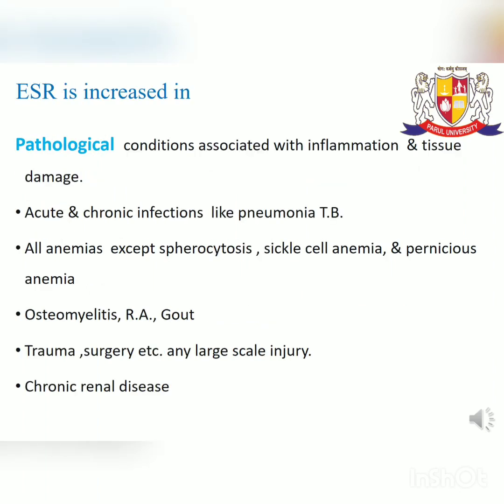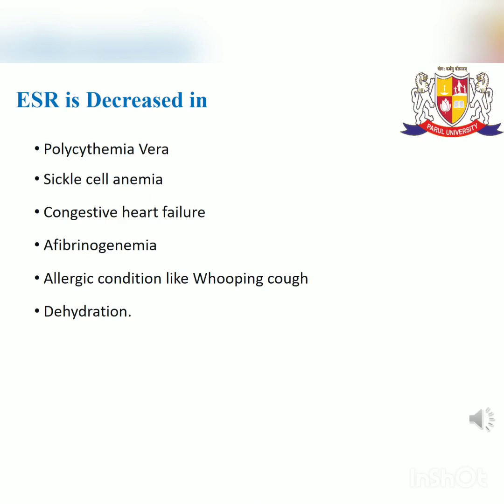Erythrocyte sedimentation rate is increased in some pathologic conditions associated with inflammation and tissue damage. These include acute and chronic infections like pneumonia and TB; all types of anemia except spherocytosis, sickle cell anemia, and pernicious anemia; osteomyelitis, rheumatoid arthritis, gout, trauma, surgery, any large scale injury, and chronic renal failure. ESR is decreased in polycythemia vera, sickle cell anemia, congestive heart failure, afibrinogenemia, allergic conditions like whooping cough, and dehydration.